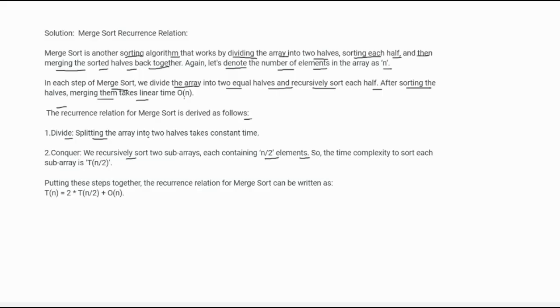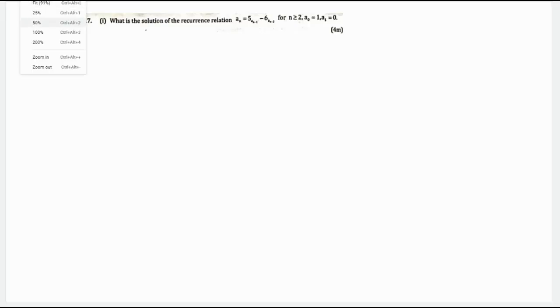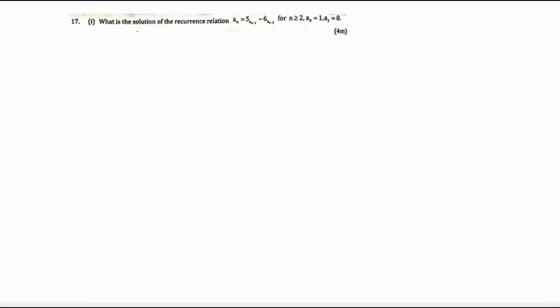So putting this step together, the recurrence relation for merge sort can be written as T(n) equals 2 times T(n/2) plus O(n). So hence it is the merge sort recurrence relation. Moving on with the next question, we have question number 17.